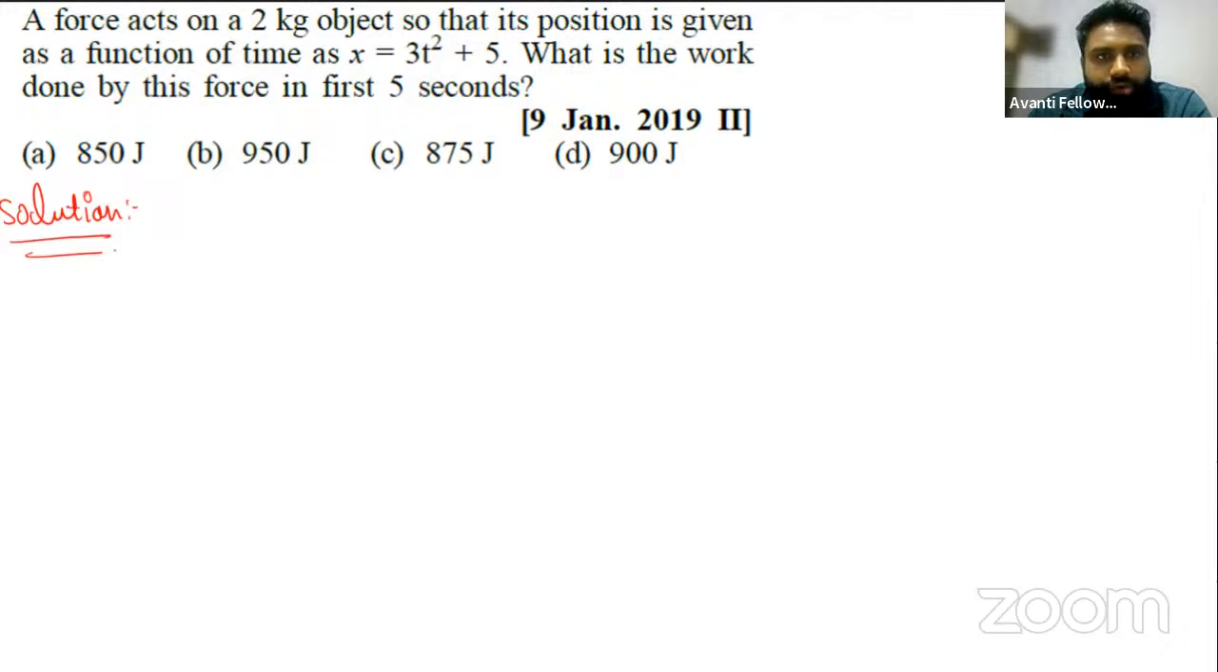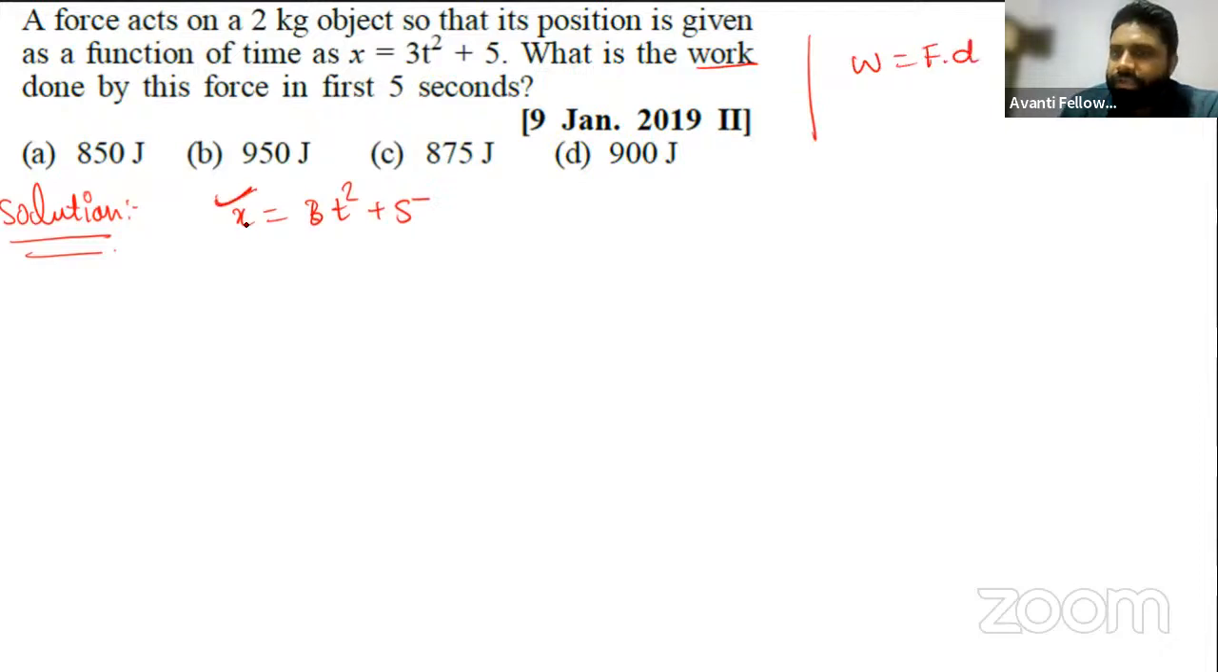So a force acts on a 2 kg object, so that its position is given as a function of time as x equals 3t square plus 5. Now what is the work done by the force in the first 5 seconds? So here x is nothing but 3t square plus 5. Now first, see what has been asked. Work done has been asked. What is work done? Force into displacement. About displacement, it is given to us, x equals 3t square plus 5. The relation has been given. It asks for 5 seconds, so we can also find the displacement up to 5 seconds. Put the value of t equal to 5.